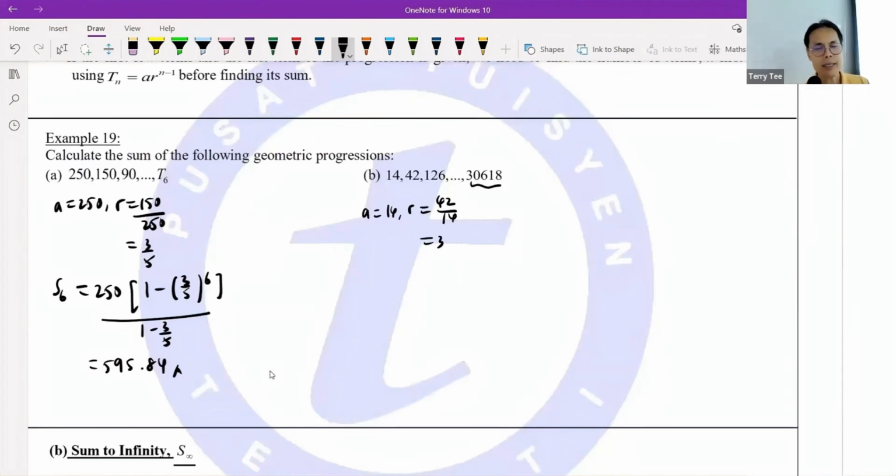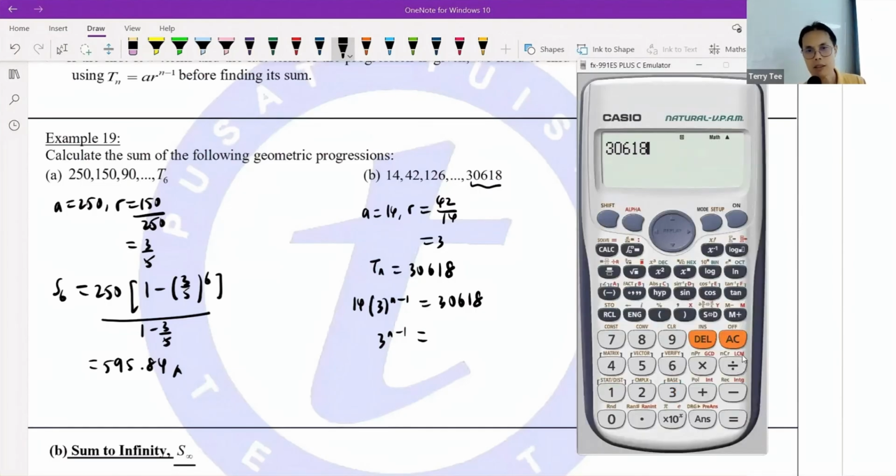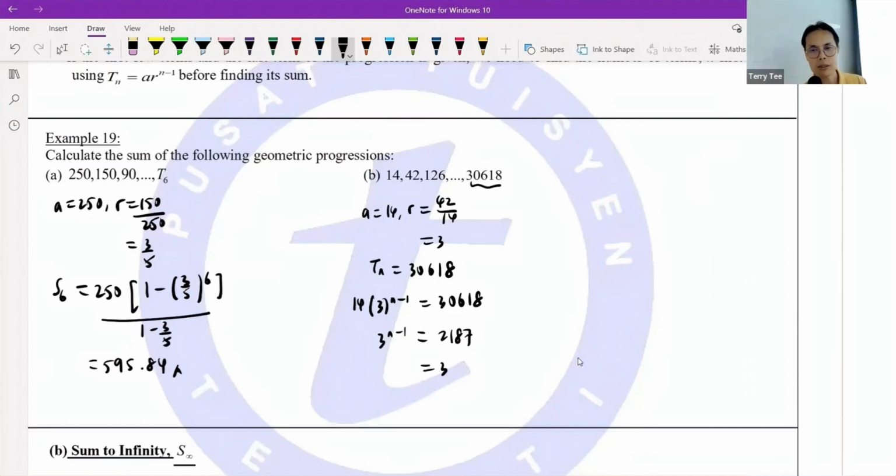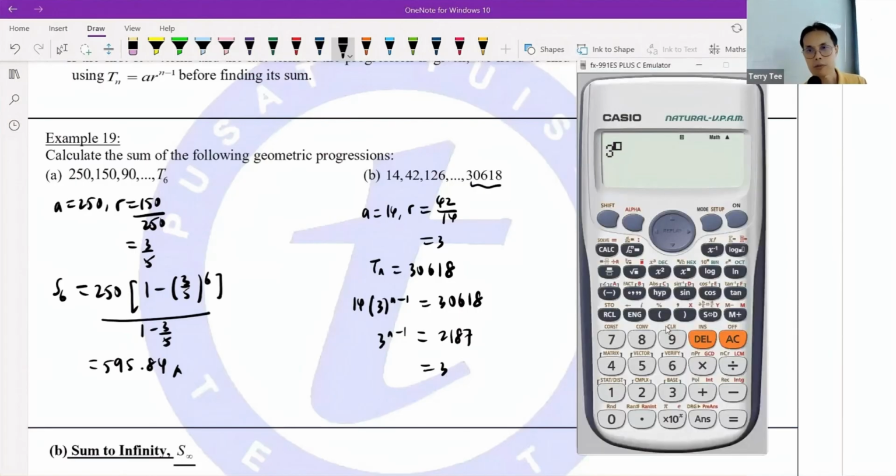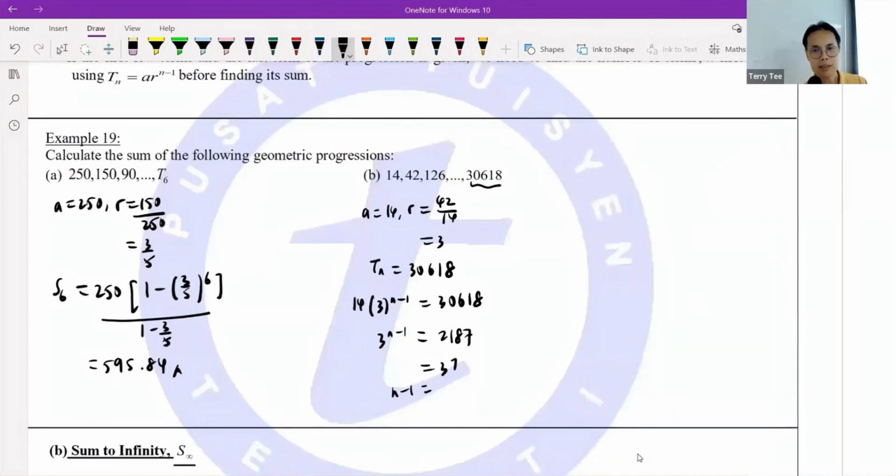So to find my n, I know my Tn is 30618. My A is 14, R is 3, to the n minus 1, equals 30618. So let's divide them. 30618 divided by 14 is 2187. And 2187 is actually 3 to the power 7, by comparison. So n minus 1 is 7, and n is 8.